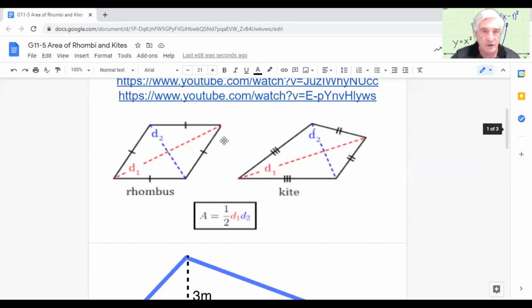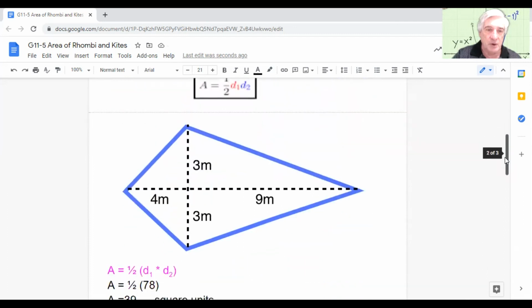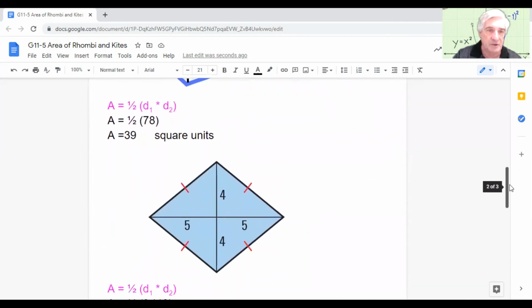And in a rhombus, you have 4 right triangles. They all look congruent. So once again, the area of a rhombus and a kite is 1/2 diagonal 1 times diagonal 2. Forget what your book had for their example in the back. It was not correct.